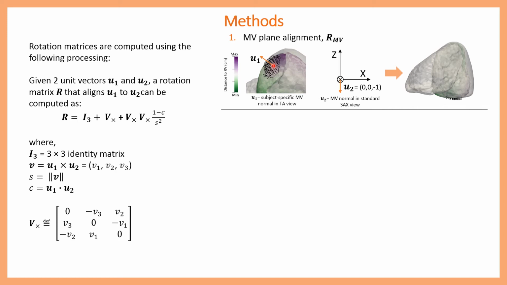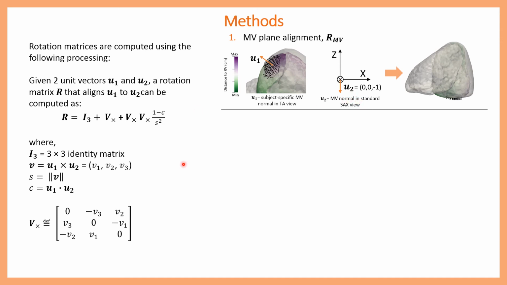We compute and average these normals and normalize the vector to have a unit vector. On the other hand, U sub 2 is defined as the mitral valve normal in a standard short axis view. In this case, it's just the vector 0, 0, minus 1. We apply the processing described on the left to compute the corresponding rotation matrix R sub NV. After multiplying the points in the mesh by the rotation matrix, we obtain these rotated meshes, where now the normals of the mitral valve region are aligned to the theoretical mitral valve plane.